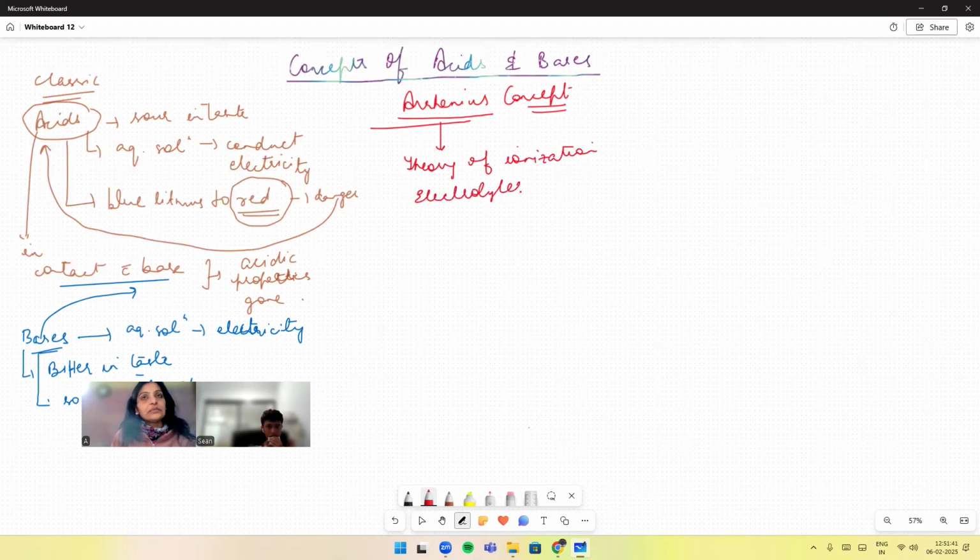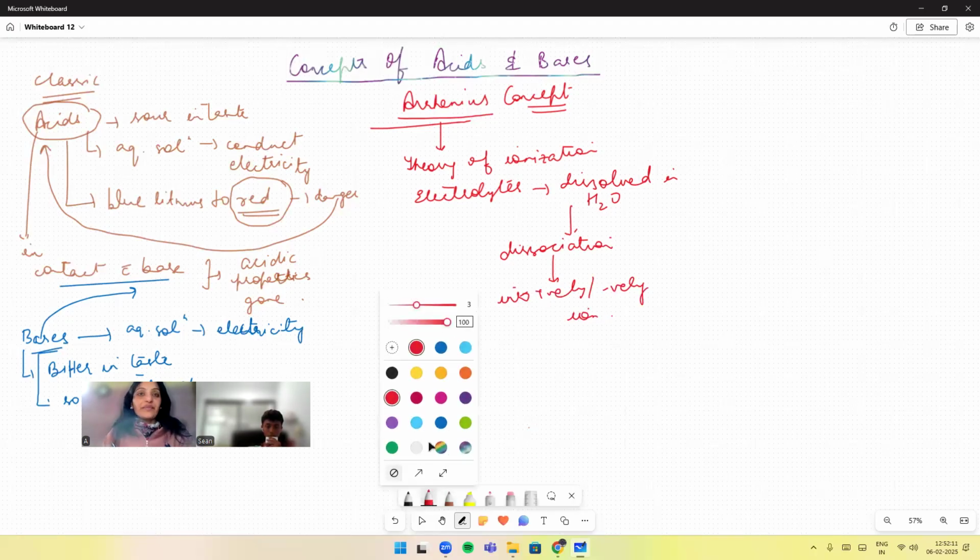Electrolytes, when dissolved in water, obviously they are going to form an aqueous solution. So now they are in the solution form and they'll show dissociation. Dissociation means breaking up, right? Dissociation into positively or negatively charged ions, depending on the kind of electrolyte.